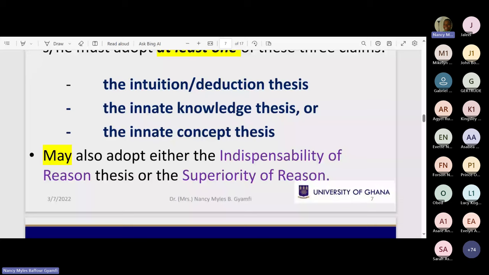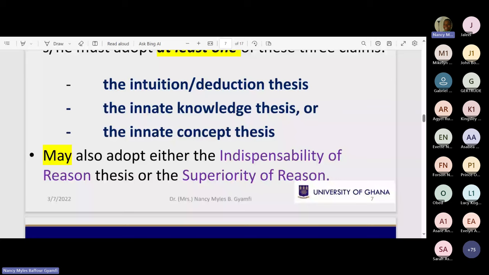Innate knowledge, the same. You even need the senses to remember. Innate concept, the same. But the point is, if you come and say it is reason alone such that without reason, we cannot know, you are speaking the indispensability thesis, that reason cannot be dispensed with. And we are saying no, not necessarily.